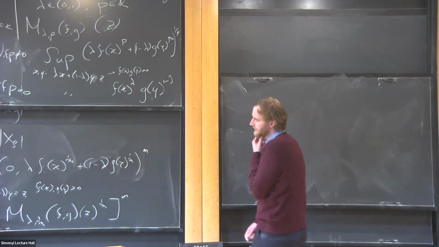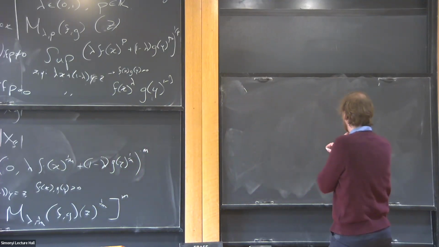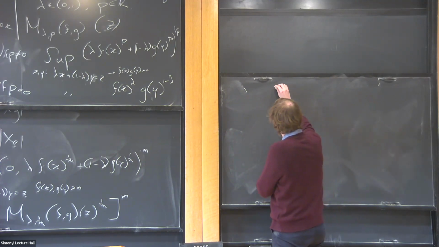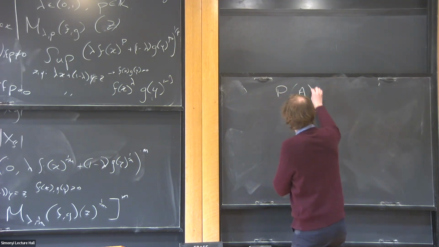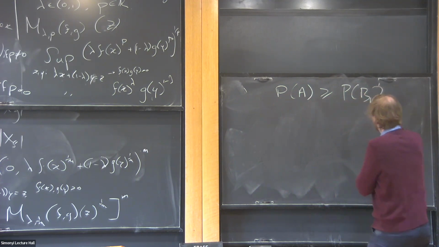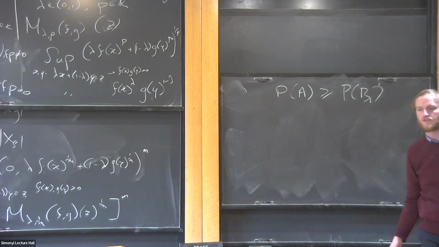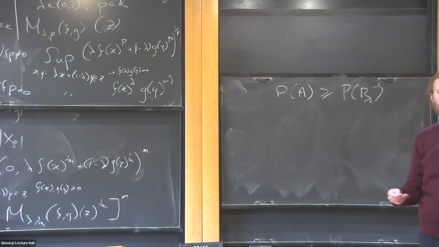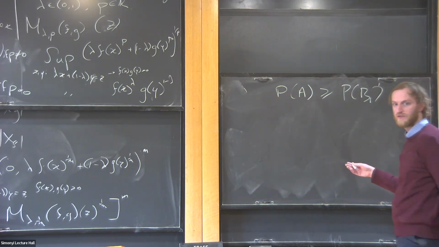And maybe let me start all the way back with the isoperimetric inequality. We saw that we had the inequality that the boundary of a set A was at least the boundary of a ball with the same volume as the set.